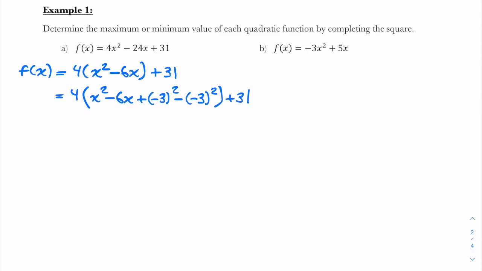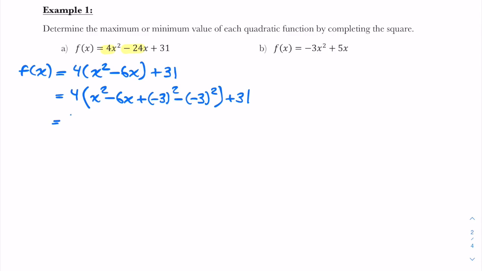If you're not sure where the negative 3 came from, go to the original quadratic function. Our b value is negative 24. We have to take that and divide by 2 times a, or 2 times 4, which is 8. So negative 24 divided by 8 gives us negative 3. That's the value that we have to square and then add and subtract.